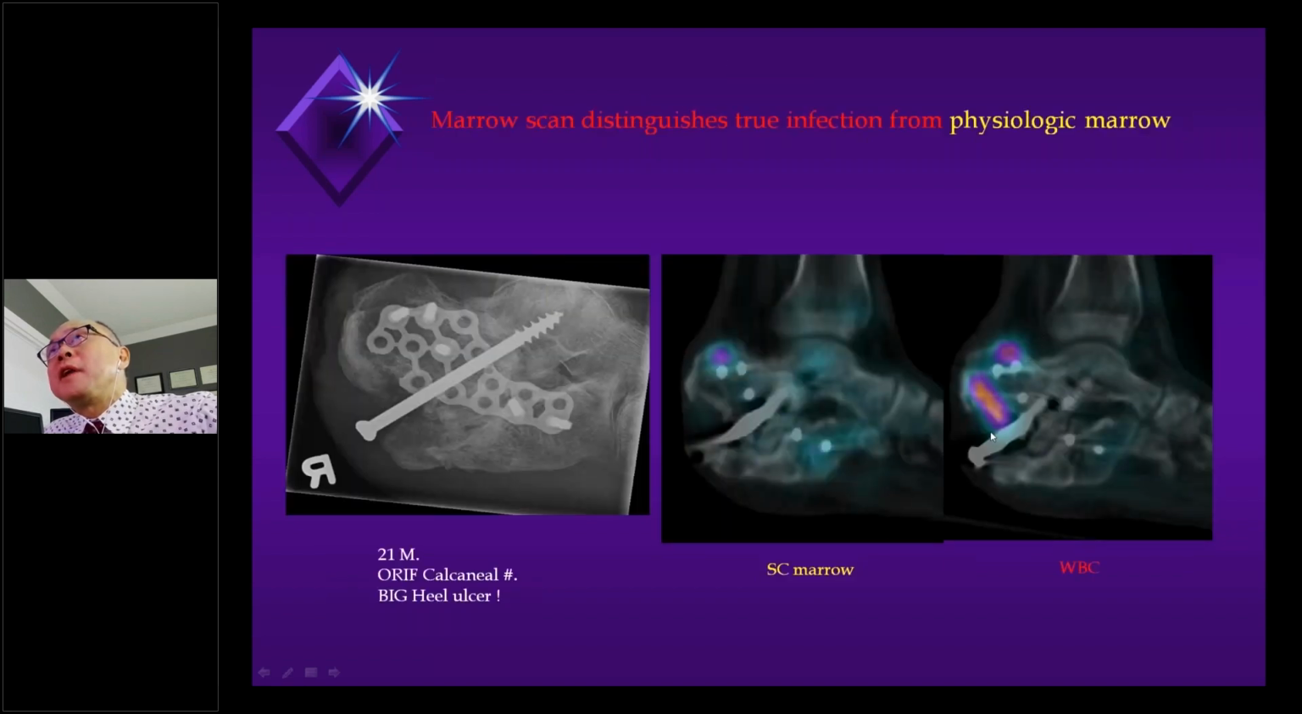By contrast, an area of white cell accumulation that does not have marrow, you're free to go ahead and call that infectious. And this happens to be adjacent to a large ulcer.